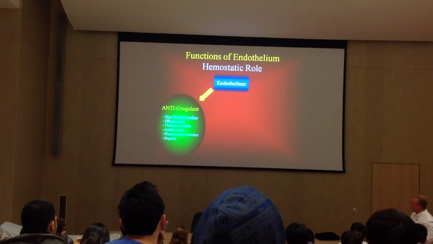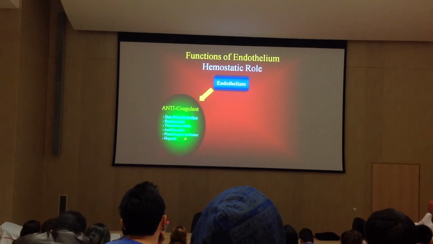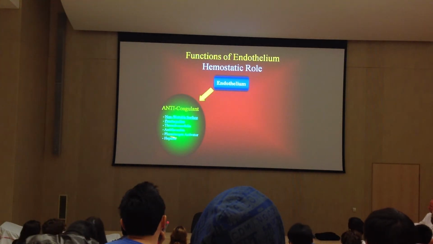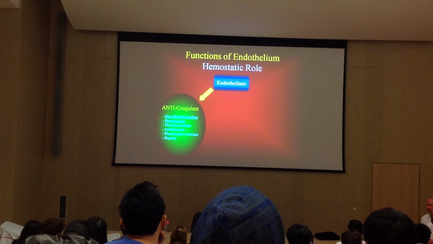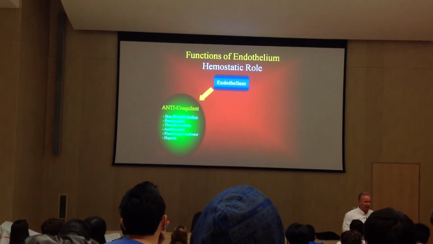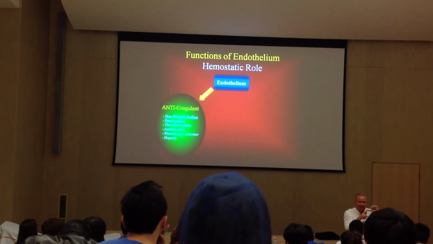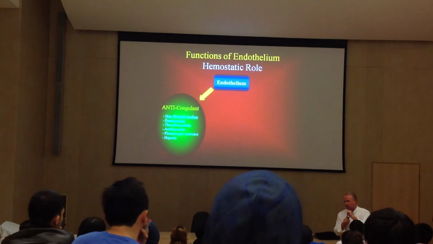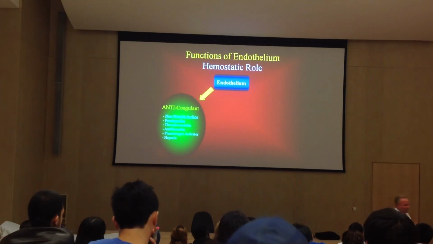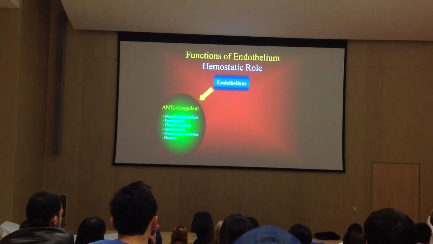It also produces prostacyclins, which also prevent aggregation, and it produces such agents as, I think you heard about, antithrombin, heparin, plasminogen activator, which are the typical molecules of the anticoagulation machinery of the overall hemostasis. So by its intact, healthy presence, and by its products, it prevents unwanted coagulation.